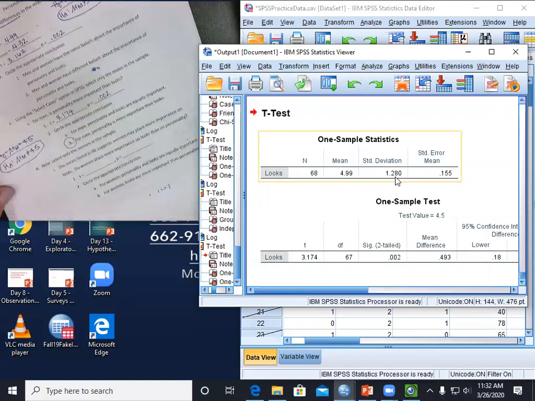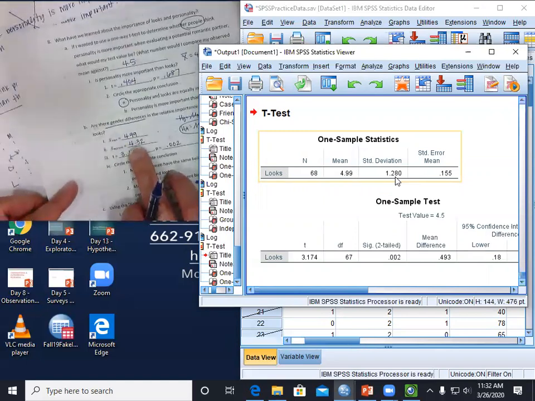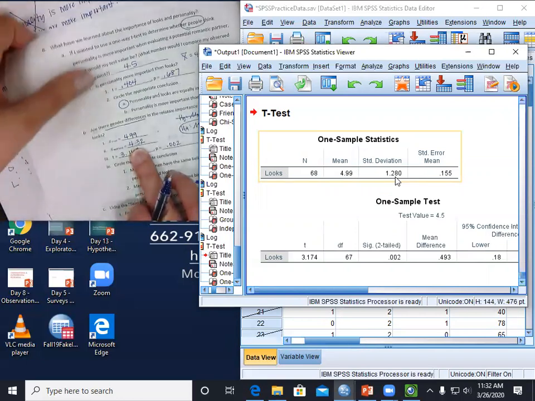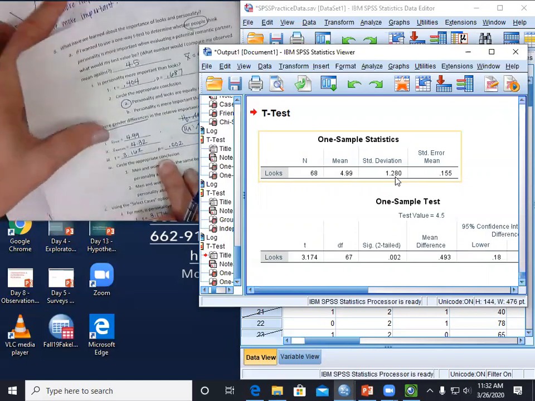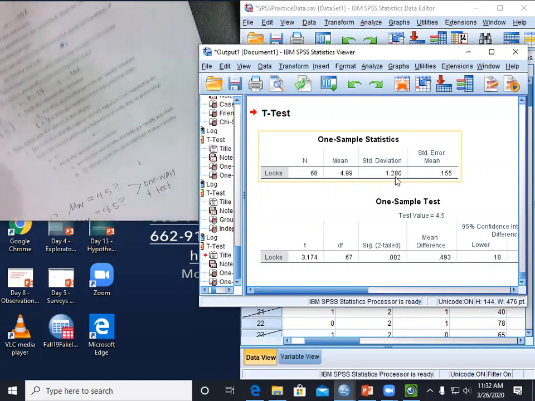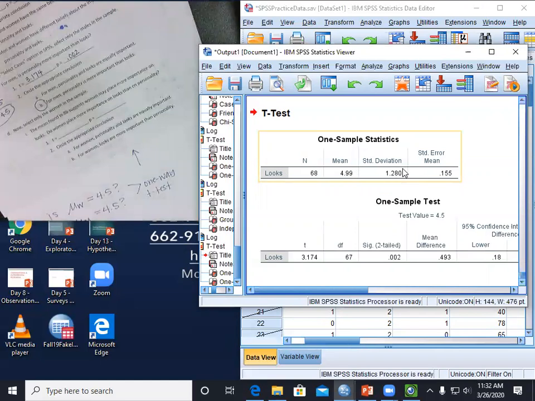Now we're going to do the same test for the women. Remember, we found up here the women's mean is 4.32. The question is, is that women's mean significantly less than 4.5, suggesting that the women think that looks are more important than personality? So we're going to do another one-way t-test, but first we have to select the women.